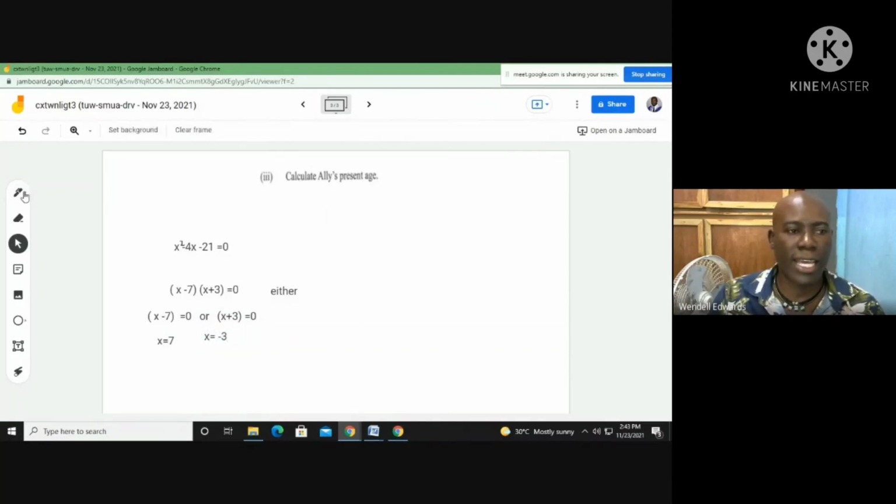Definitely, the fact that we're referring to age, we can't have a negative age. This is not practical. Can't have a negative age. So the answer would have been Ali is 7 right now. We're just finding the value of x. Ali is x, or Ali is 7.